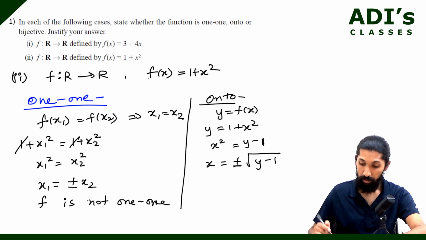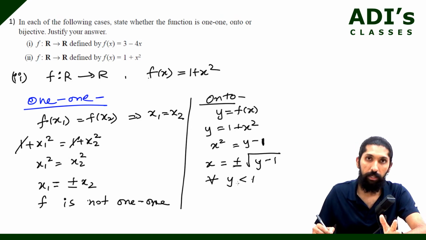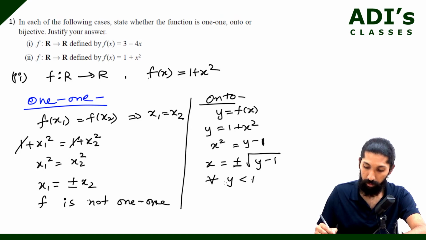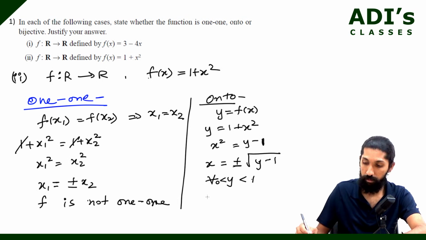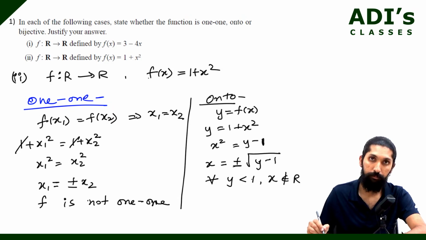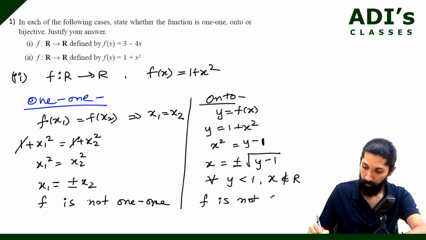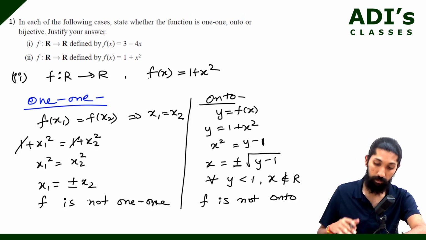We can say that for all y less than 1, negative is possible also. To be more specific, you can include 0 also. If the y value is between 0 and 1, or any negative number, x does not belong to R. Make sense? So what can we say? F is not onto. So F is not 1 to 1, F is not onto. So these are the answers for the first two questions.